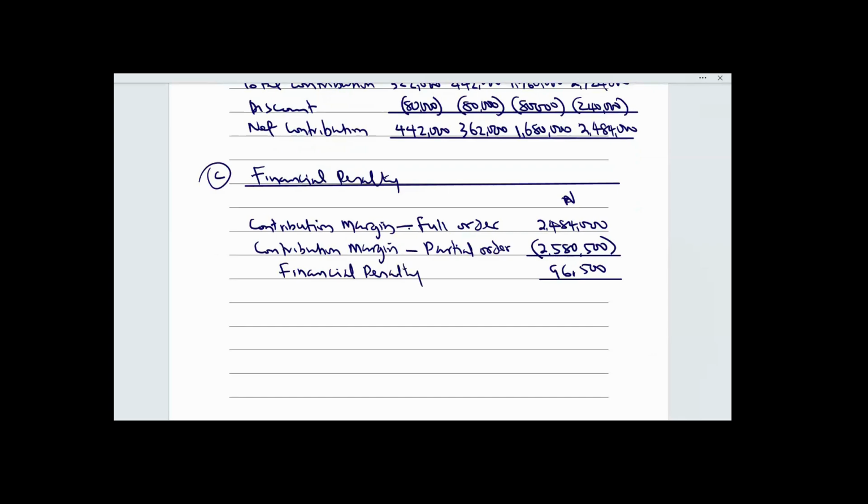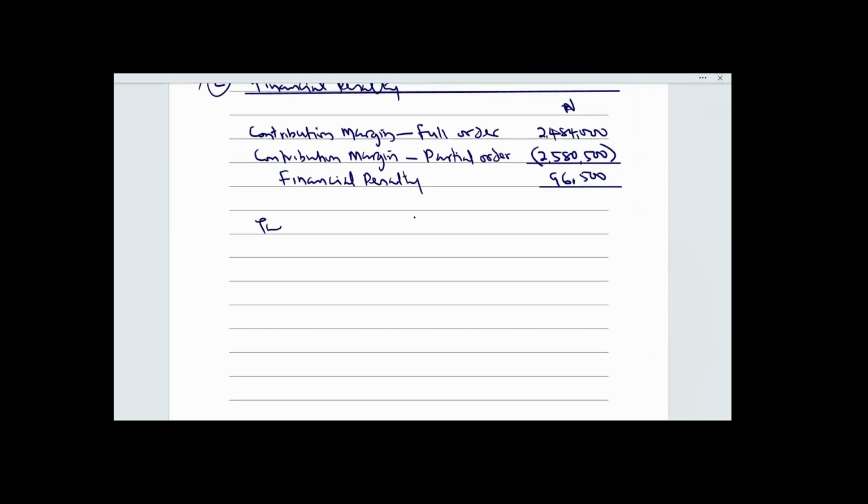So I can then say the financial penalty to be inserted in the contract is 96,500 naira. That's it. No need to talk stories. Okay, that's the end of the question.